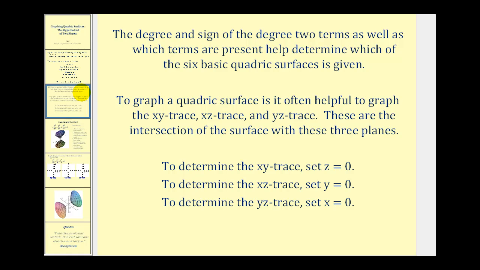To graph a quadric surface, it's often helpful to graph the xy, xz, and yz traces, and these are where the surface would intersect these three planes. To determine the xy trace, we'll set z to 0. To determine the xz trace, we'll set y to 0. And to determine the yz trace, we'll set x equal to 0.